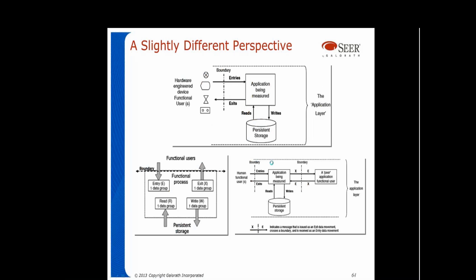Here's an example of Cosmic. There are 3 examples here, actually, showing how you count when data enters and when data exits the application boundary, when a read is made from persistent storage and a write is made to persistent storage. And these all show the same concept in different perspectives. Entry, exit. Entry, read, write.